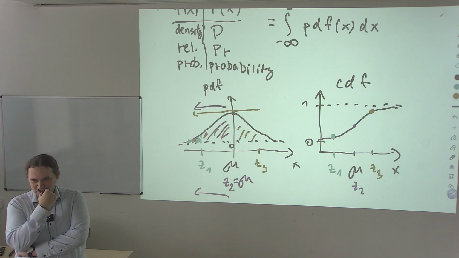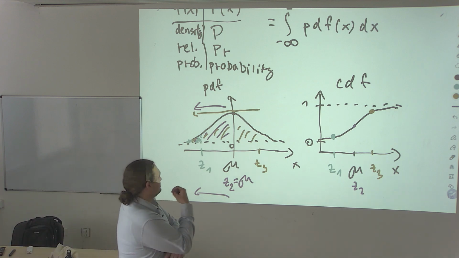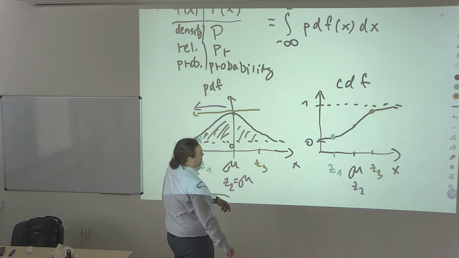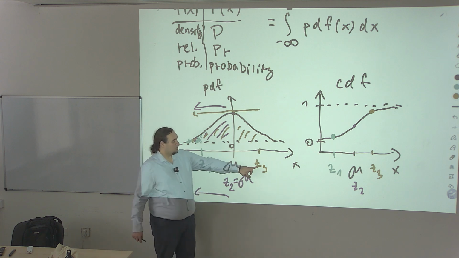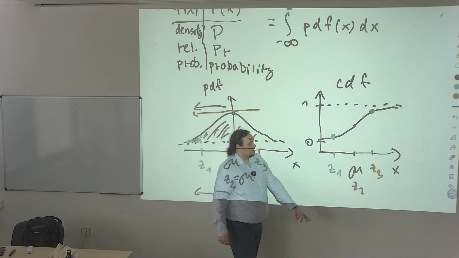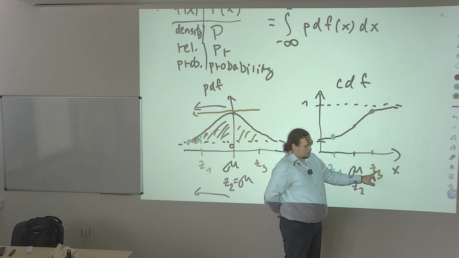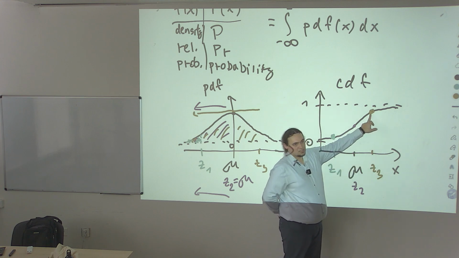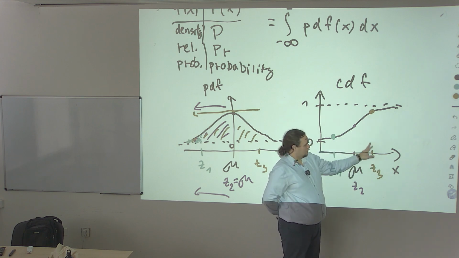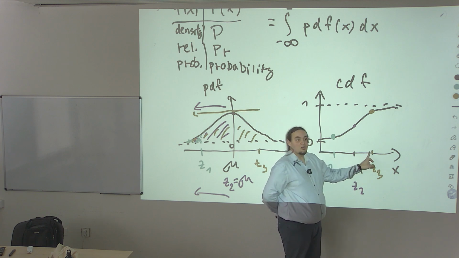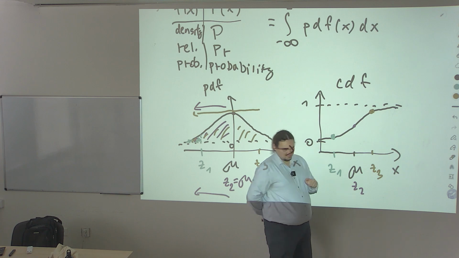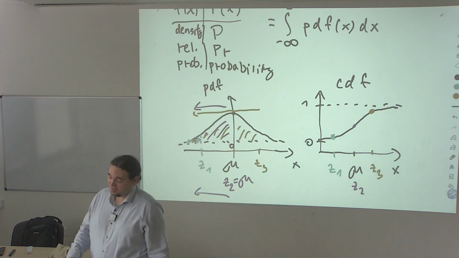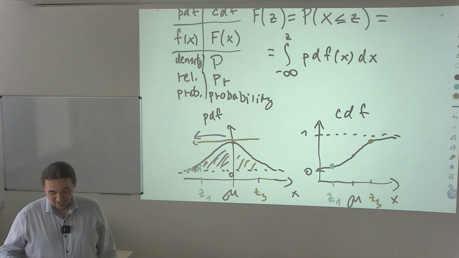Does it make a bit of sense? Z3 has higher probability than Z2, yes. What does it mean? This point is telling us the probability of measuring Z3 or anything below it. Very, very good question. Yes, please go ahead.